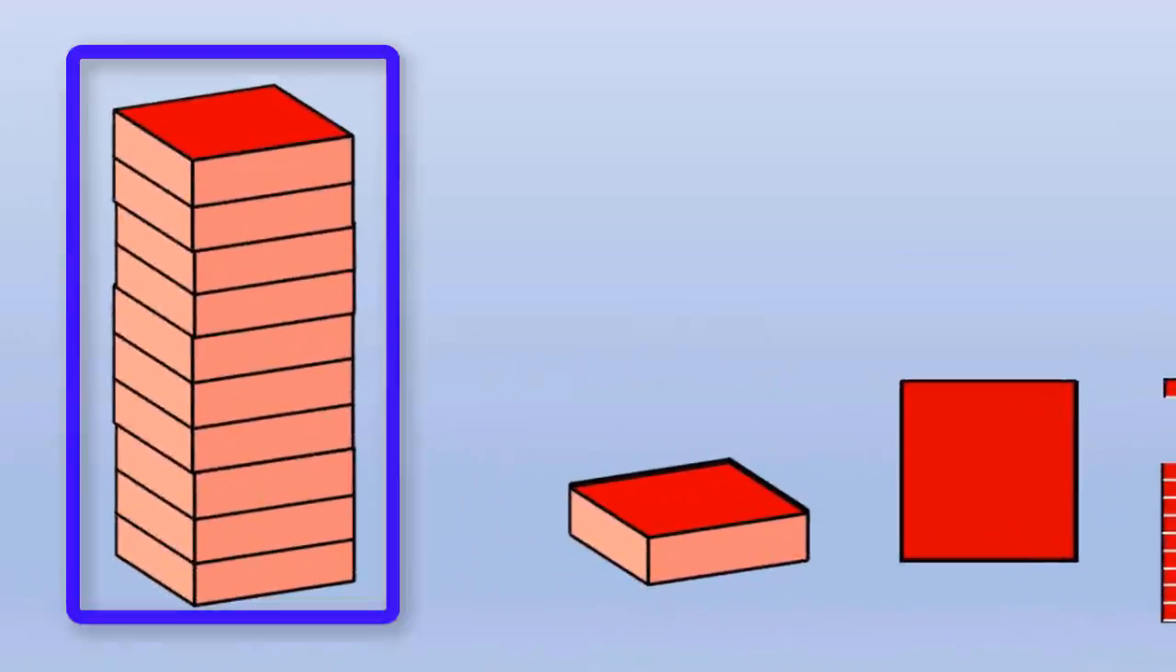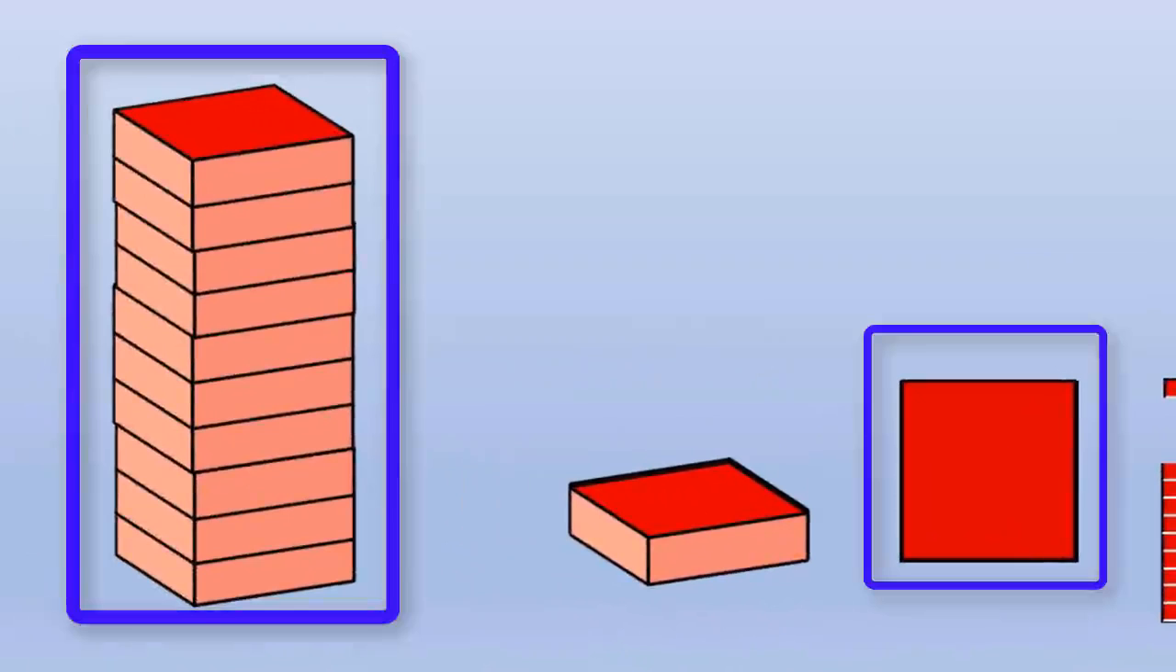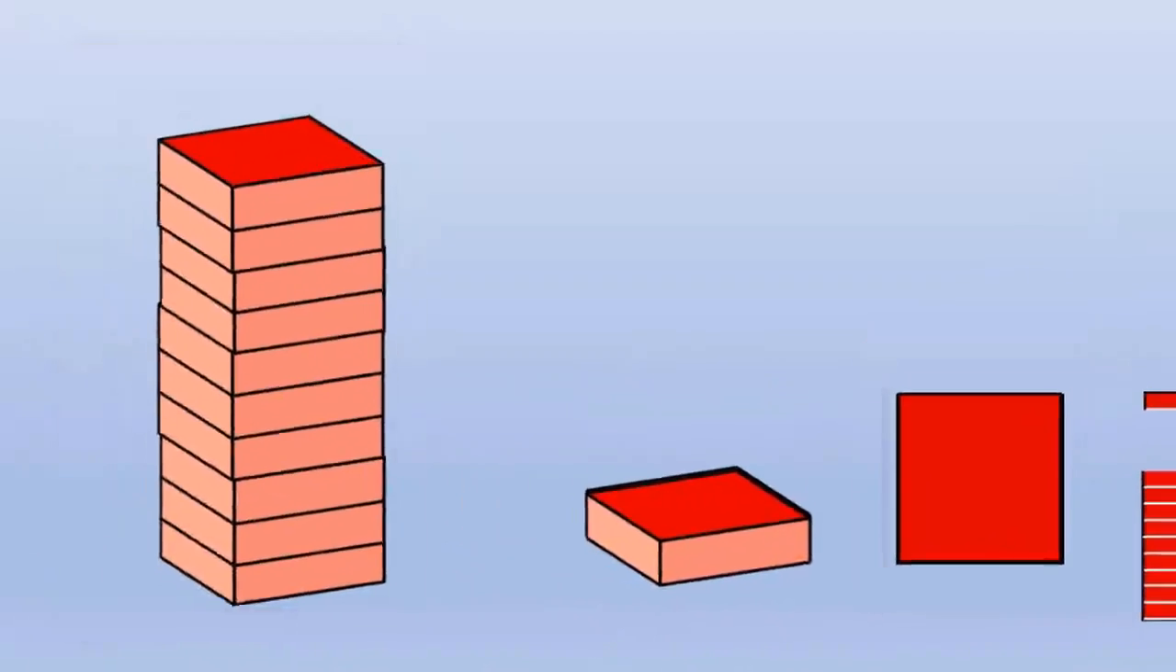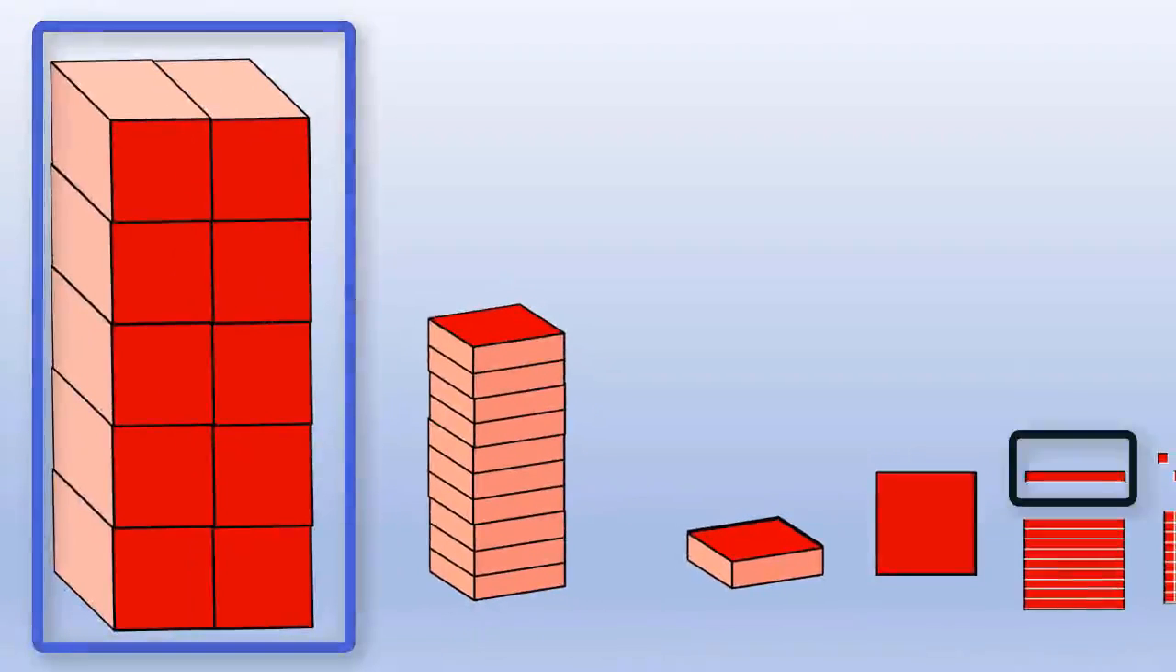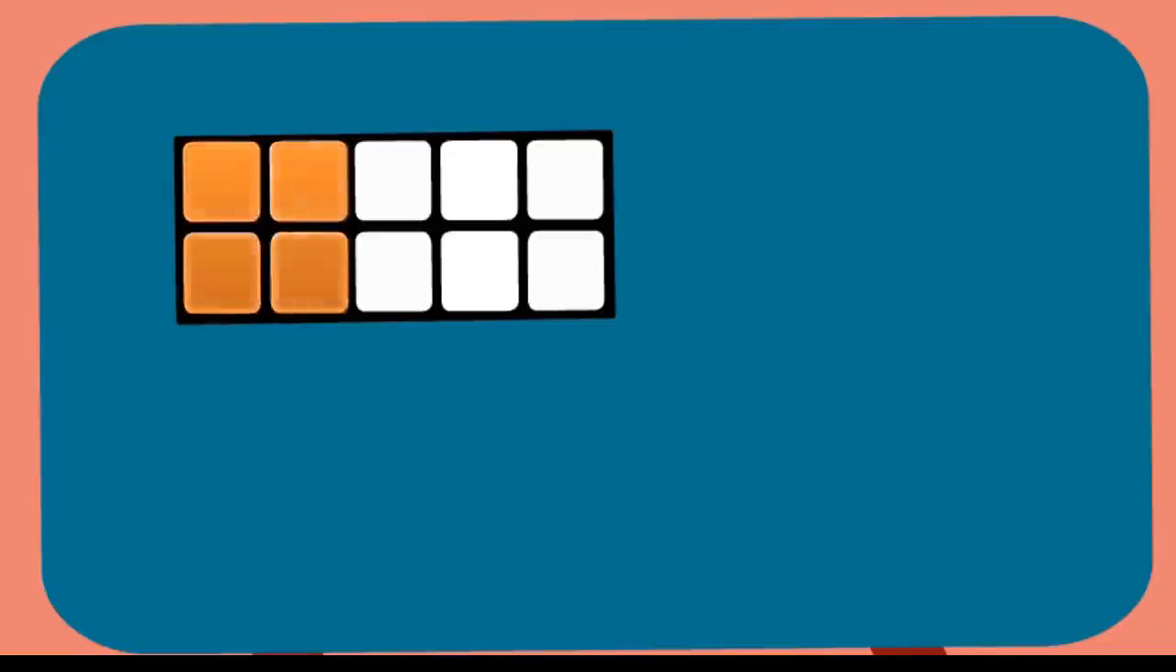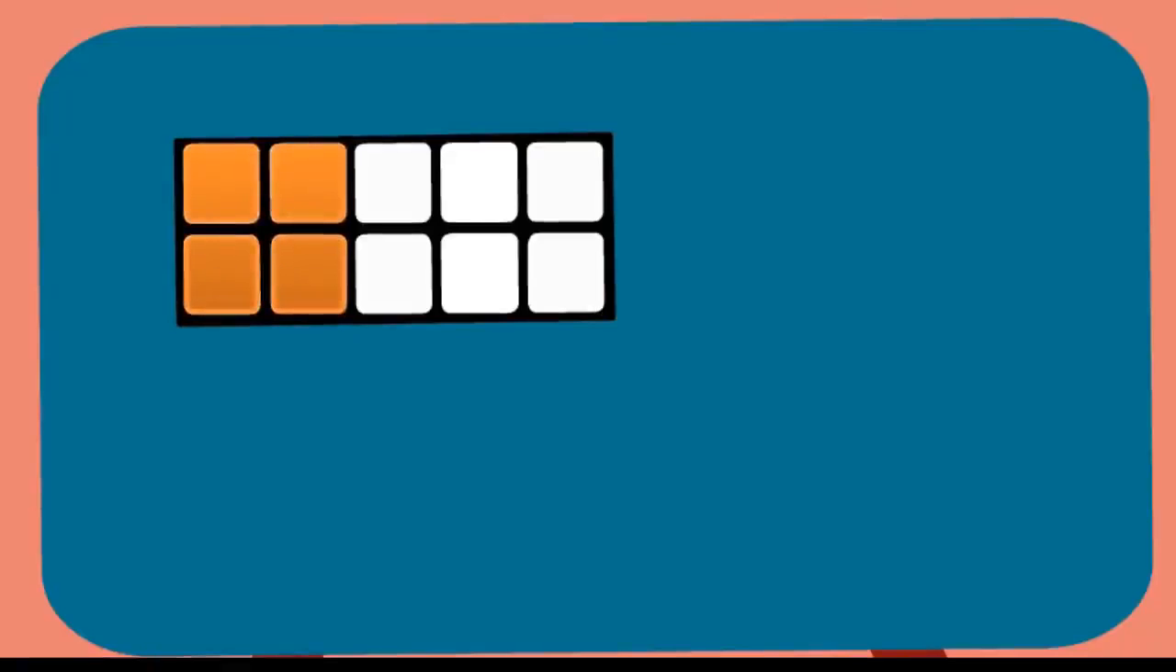Compare the size of 1/10 and 1/10. Now 1/100 and 1/100. Remember the difference. Let us divide this rectangular box into 10 equal parts. How will you denote the shaded portion in fraction? Yes, it is 4/10. In decimal, it is 0.4.